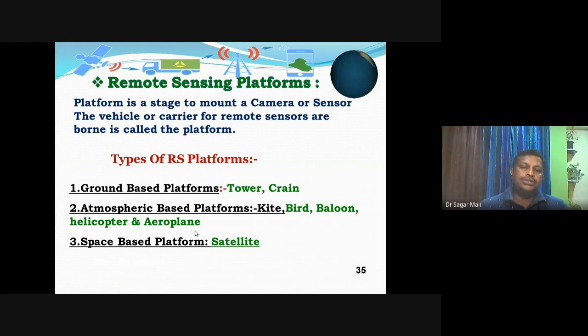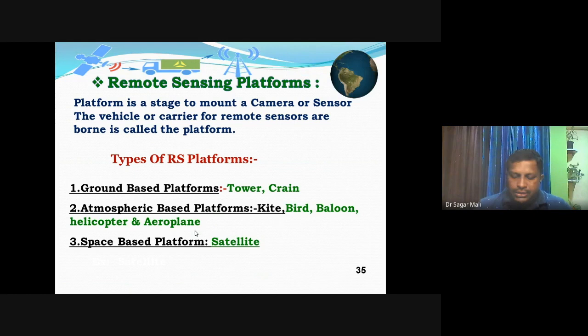Next, we come to the remote sensing platform. Another important aspect of remote sensing is the platform. A platform is nothing but a stage where the camera or the sensor is mounted, and which carries it from one place to another place. A platform is just a carrier where the camera can be mounted, and that platform can be moved from one place to another. So this is the stage to mount the camera or the sensor.